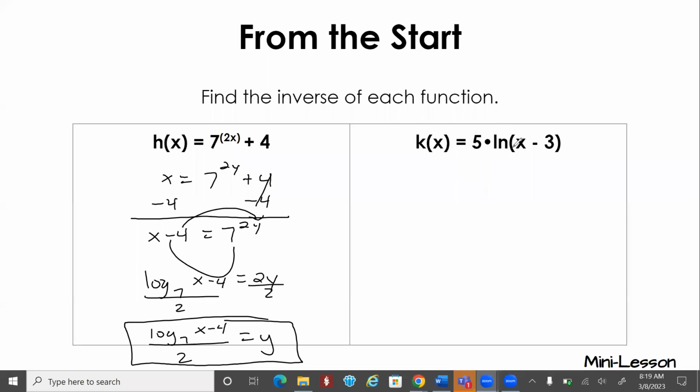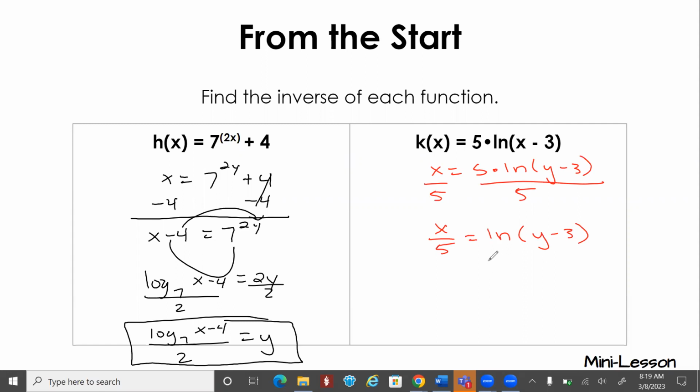This one, we're going to find the inverse of this one. We're going to switch our x and y, and then we're going to solve for our y. So we're going to get rid of this 5 because it's attached to this log. So we're going to divide by 5 on both sides. Okay, so that's going to give me x divided by 5 equals ln of y minus 3.